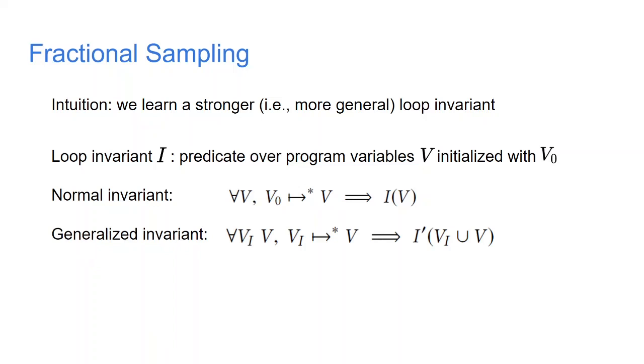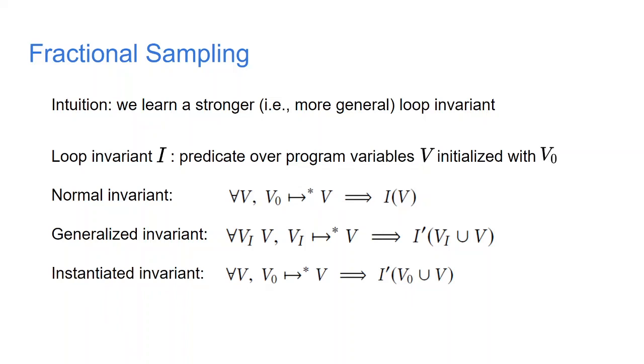Instead, we try to learn a more general invariant I', such that for any initial state vi, if after some iterations we reach the state v, then vi and v combined must satisfy the loop invariant I'. If this is possible, then if we assign the real initial state v0 to vi, we get the exact loop invariant that we need. Note that a more general invariant is not always feasible. In the paper, we discuss more details.